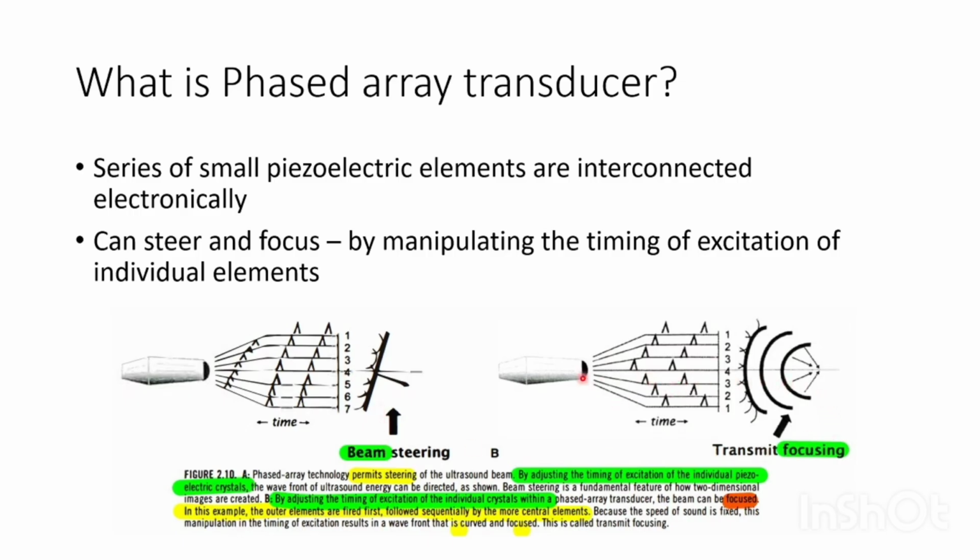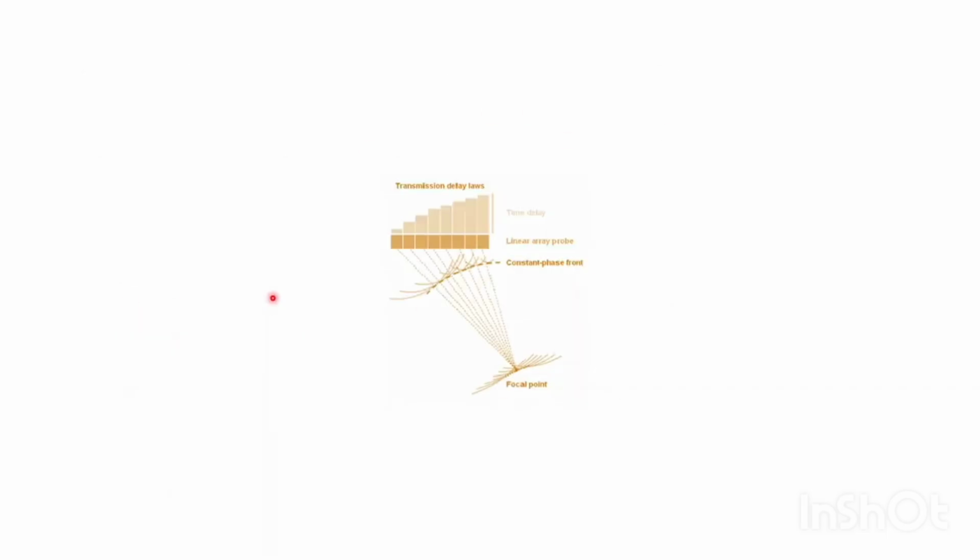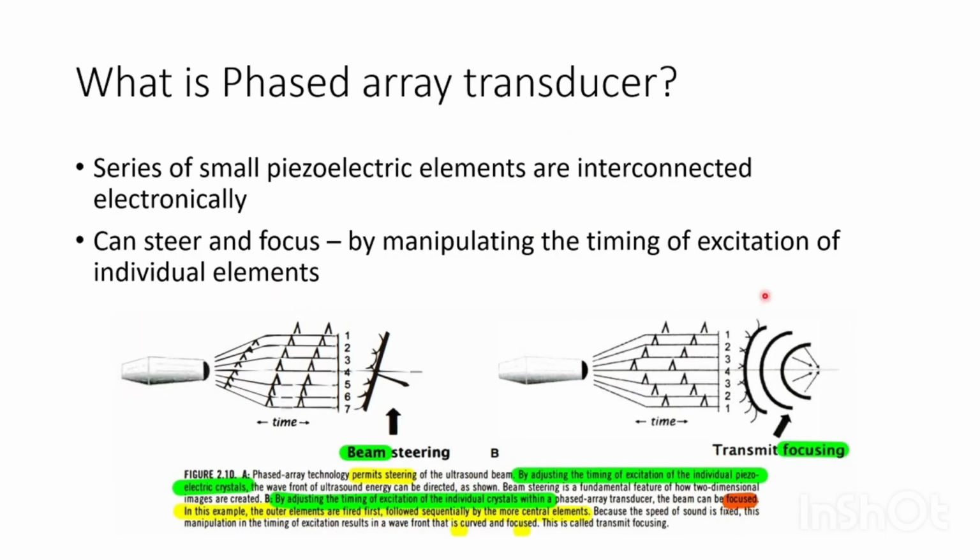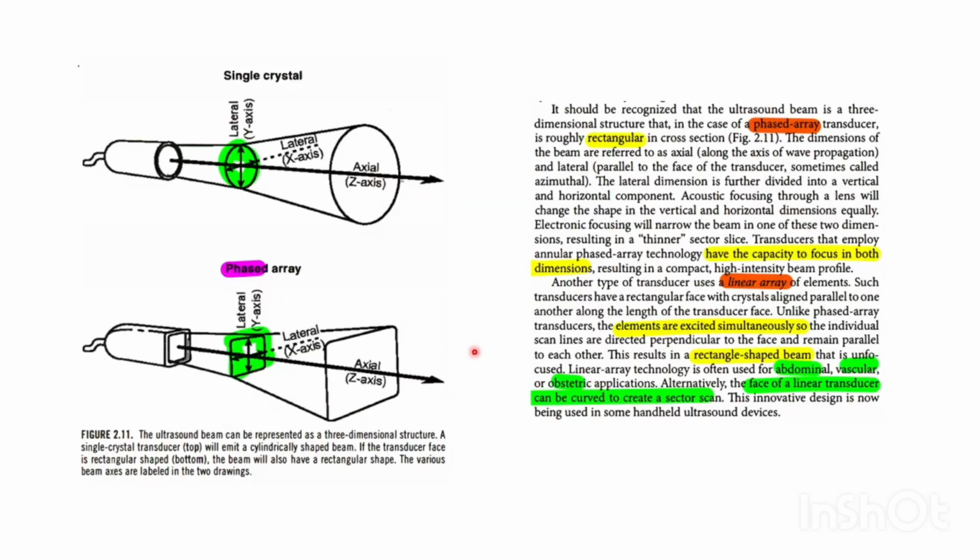And how does the phased array probe focus? This is how they do it: by firing the elements after a set lag of time, they focus the image at a center. So that is how they do it. These are just the basics of the physics; we need not know the details much.